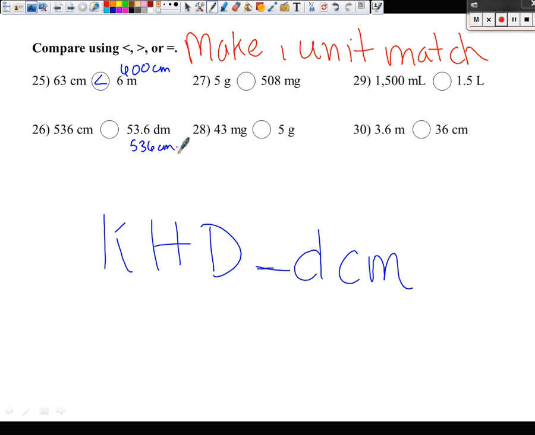So what's true about that one? They're equal. Very good, okay? So 5 grams is 5,000 milligrams, which means that is greater, okay? So again, that side is greater, okay? 1,500 milliliters or 1.5 liters, that is 1,500 milliliters, so they are equal. And then meters to centimeters, that's 2 places to the right. So that's 360 centimeters in that. Okay, any questions on that? Good deal.